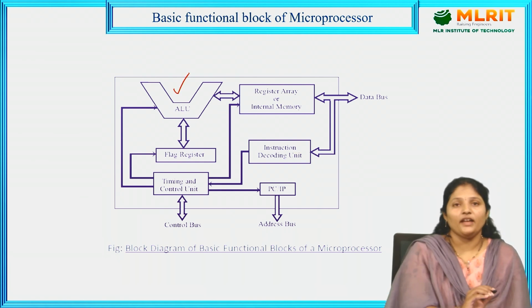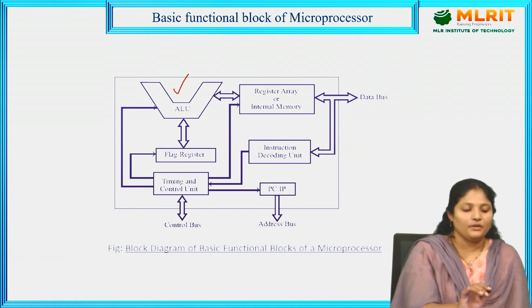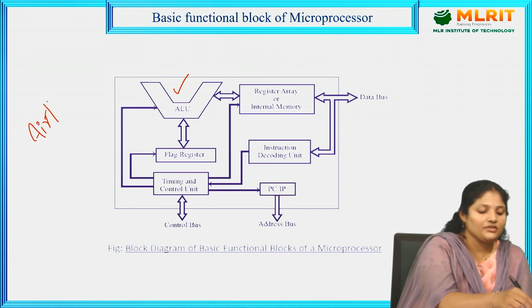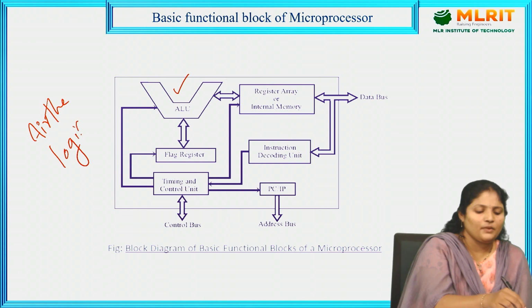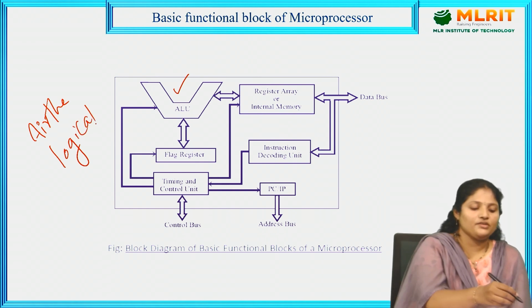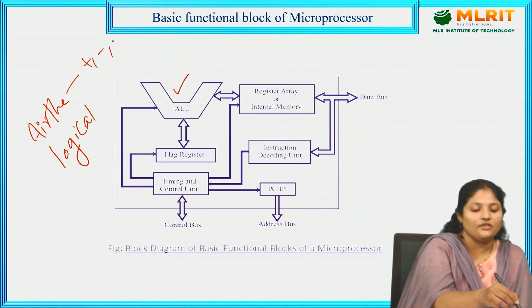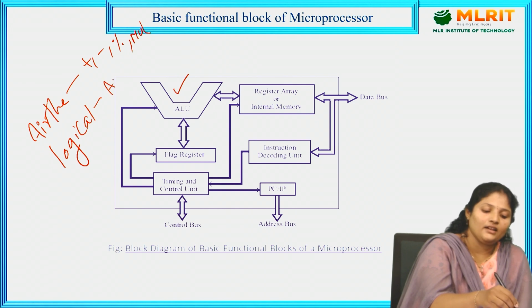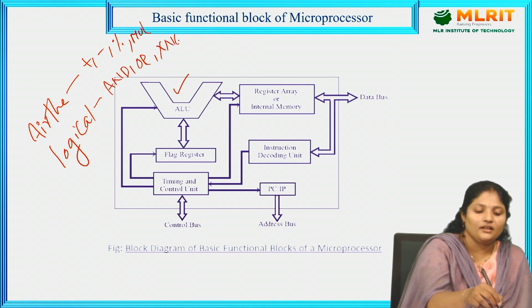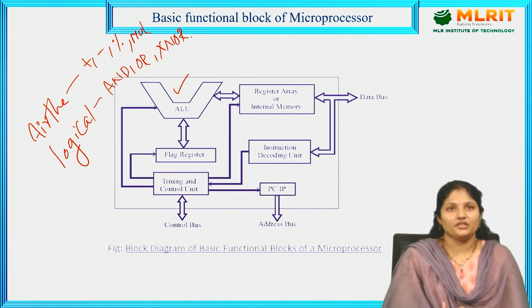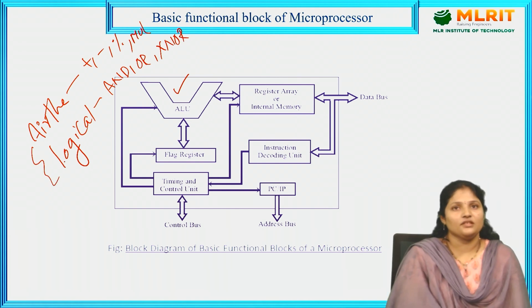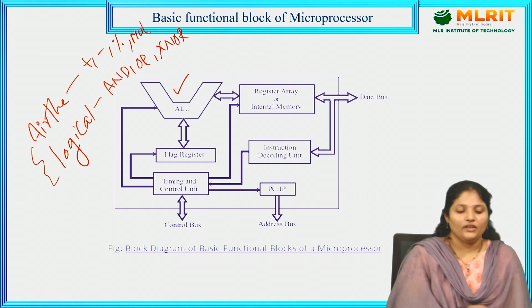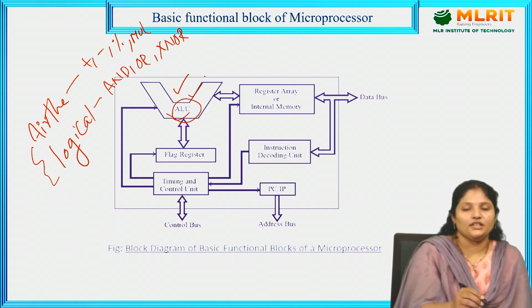First one, ALU, the arithmetic and logical unit. It will perform all the arithmetic operations and logical operations. As many of you know, the arithmetic operations are addition, subtraction, division, multiplication, modulus. And what are the logical operations? AND, OR, NOR, XOR, all of these come under the logical operations. In a microprocessor, these arithmetic and logical operations are always done with the help of the arithmetic and logical unit.